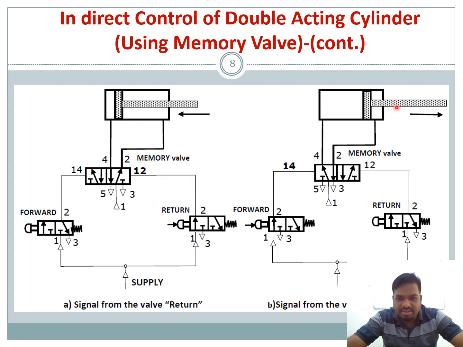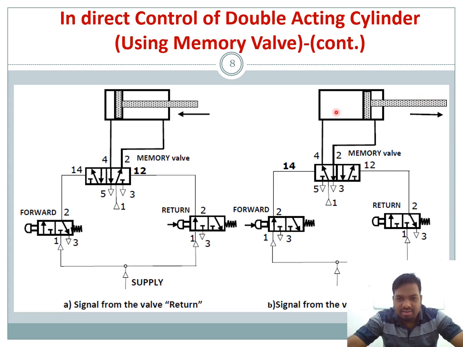We see the forward motion first. We signal from the forward valve. You can see this is an indirect way because you have a 3/2 valve here and a 5/2 valve here, so in between your cylinder and your push button there's a valve. So indirectly you're controlling. If you want the cylinder to extend, you need to press this push button. Once you press this push button, your 3/2 valve will give a signal to the 5/2 valve, and this will switch position for it to extend.